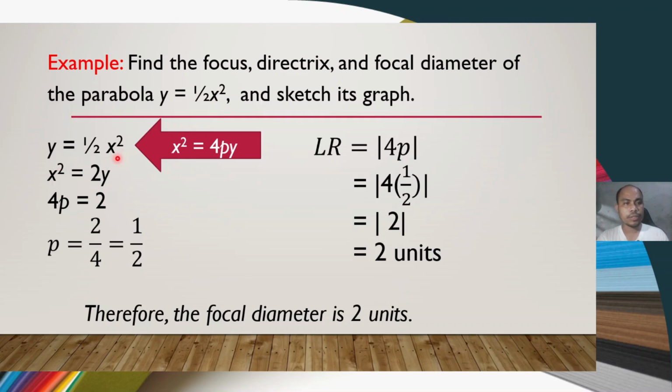So, since the power of 2 here is the x, we're going to use the standard form x squared equals 4py. If we're going to solve this one, we cross-multiply. So 2 times y, magiging 2y, and copy lang yung x squared natin. Okay?